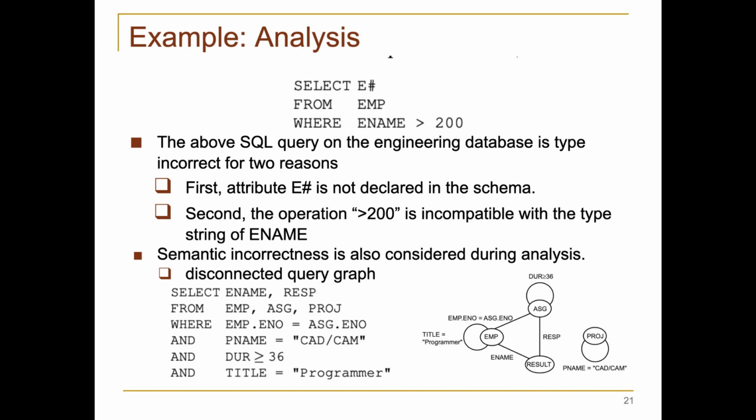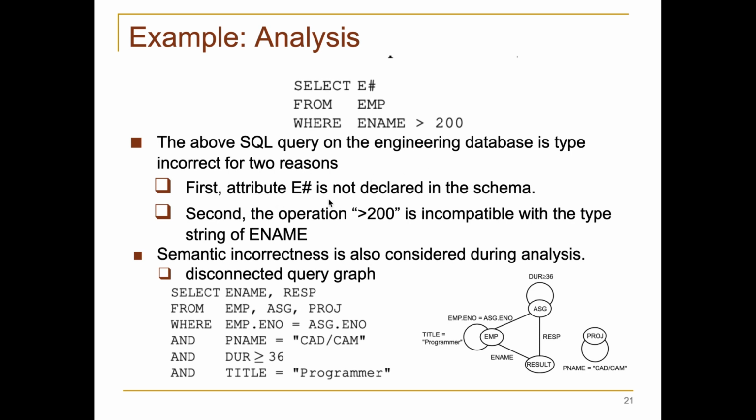The second step in query decomposition is query analysis, distributed query analysis, and its main purpose is to eliminate queries which are incorrect. So let's take this simple example where an application selects employee hash from relation employee by a condition employee name greater than 200. So from what we know about relation employee, the column or the attribute named employee hash does not exist. So for this specific reason, we can say this query is incorrect.